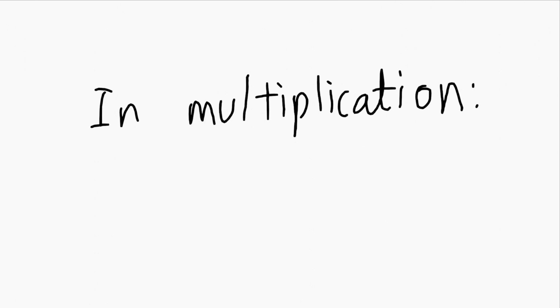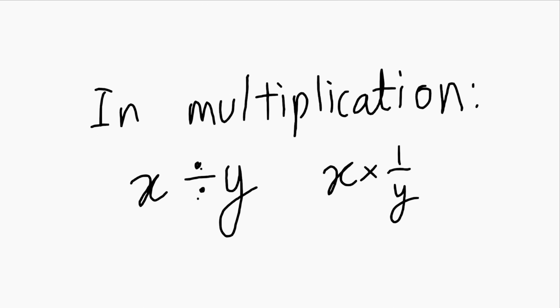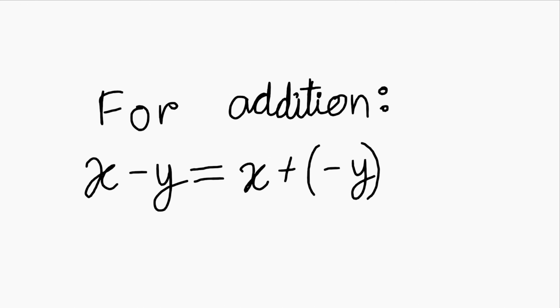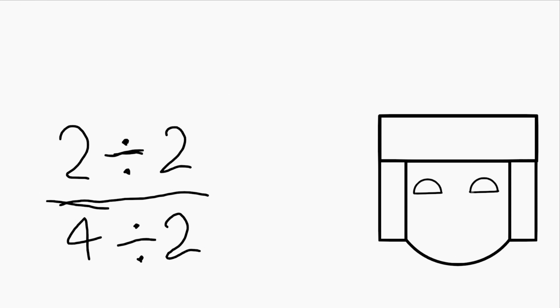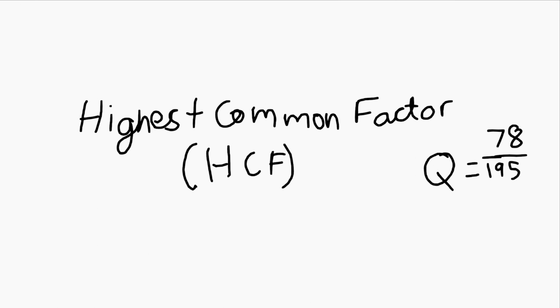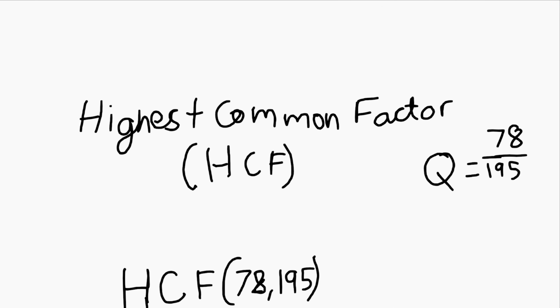Well, you see, the operations are similar to their arch nemesis. In multiplication, if we divide x by y we can write this as x into 1 over y. For addition it is x minus y is x plus negative y. So if we divide both numbers by the same non-zero number we get the same value. Now what number to divide? We divide by the highest common factor, or the HCF, of the numerator and denominator.